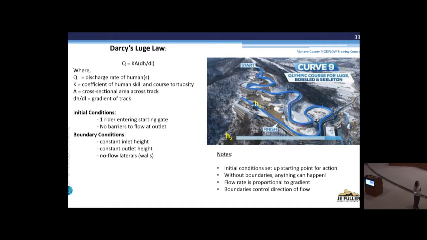Flow rate is proportional to gradient. If we did lower the starting elevation, the guy wouldn't go as fast, right? So the gradient has changed, and the flow rate would change. The boundaries control the direction of flow. So is that clear? Everybody knows how to do the luge now? All right.